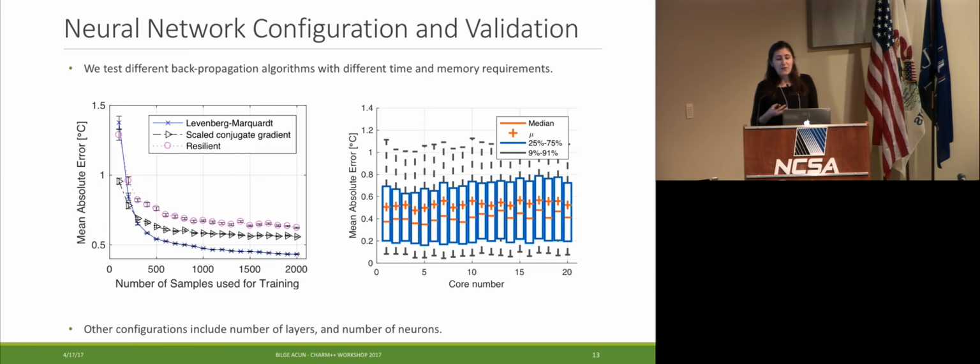While doing the neural network configuration, we tried different backpropagation algorithms and different settings such as number of layers and number of neurons. And in the end, we were able to predict the core temperatures with up to 1 and at most 2 degrees Celsius error.